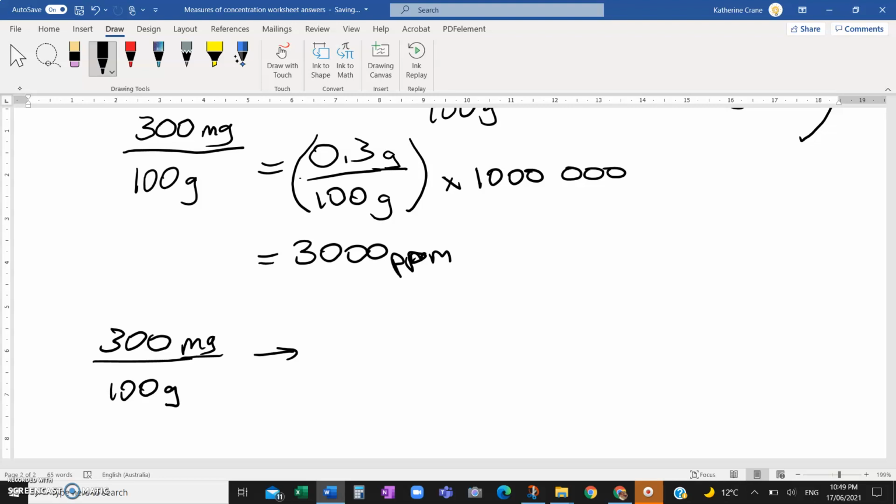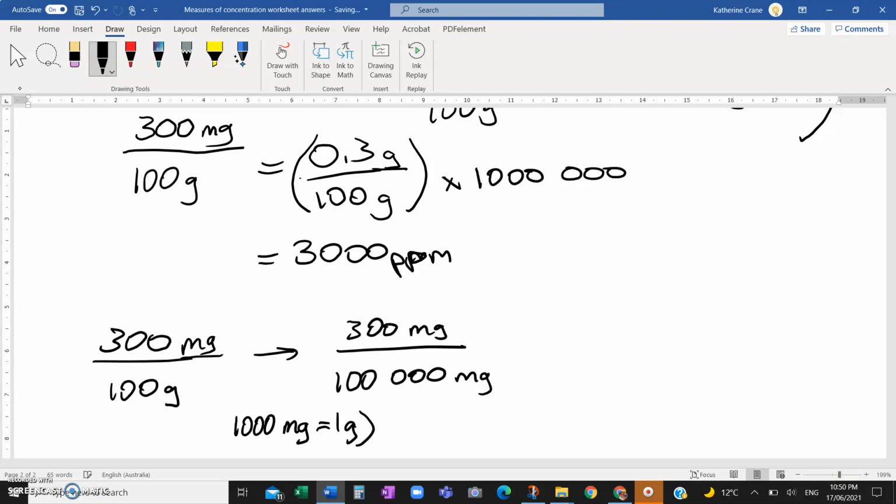Sorry. Okay. So 300 milligrams, but this time I'm not going to change the 300 to grams. I'm going to change 100 times that to make it milligrams. So 100 grams would actually be 100,000 milligrams because there are 1,000 milligrams in 1 gram. 1,000 milligrams equals 1 gram. That's what milli means.